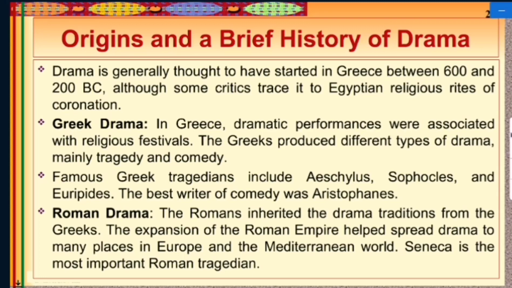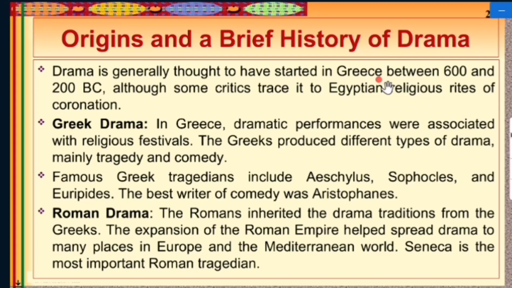From where did this drama originate? When we look into the origin and brief history of drama, we see that drama is thought to have started in Greece between 600 and 200 BC. Although some critics trace it from Egyptian religion's rites of coronation, the majority of the writers are of the view that it started from Greece.